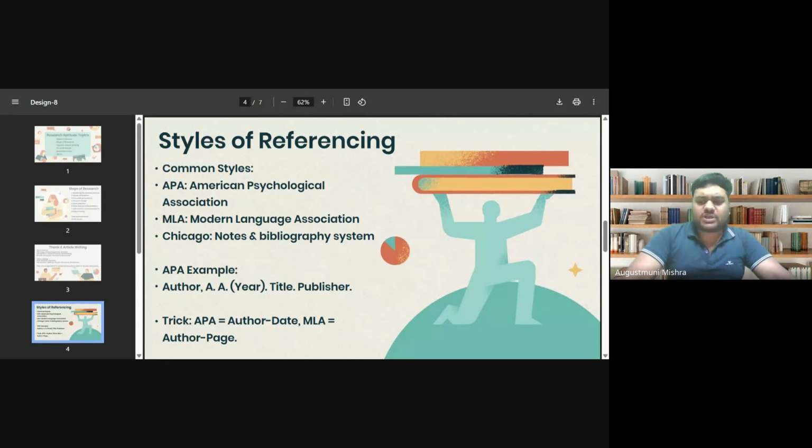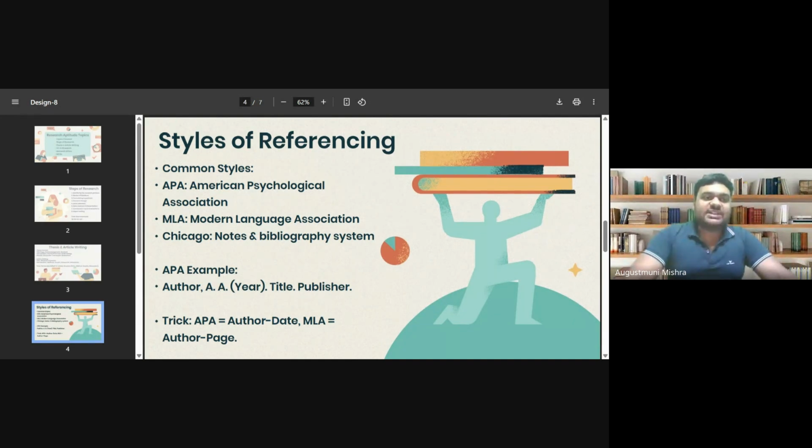There is no major difference. In the case of APA, what will be the format? In the case of APA, it is the author's last name, then initial, then year, then title, then publisher. This is the APA format. I think it is clearly visible to everyone.